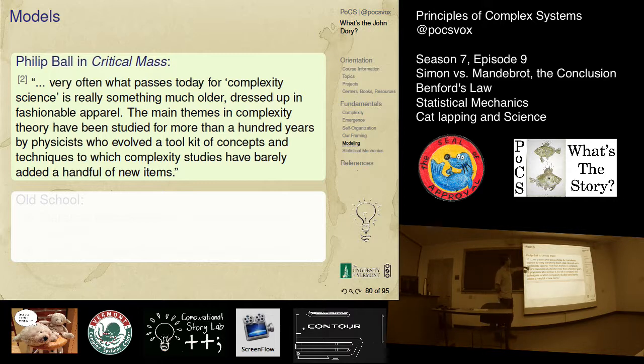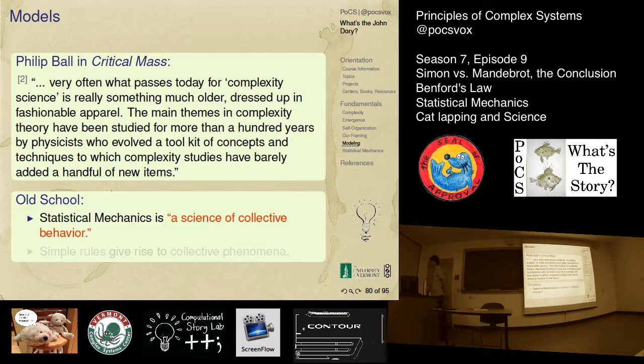So let's get on to stat mech. Very often what passes for complexity science today is something, this is not entirely true. The main themes in complexity theory have been studied for more than 100 years by physicists who evolved a toolkit of concepts to which complexity studies have barely added a handful. This is a little rough. This was written in 2003 or 4.